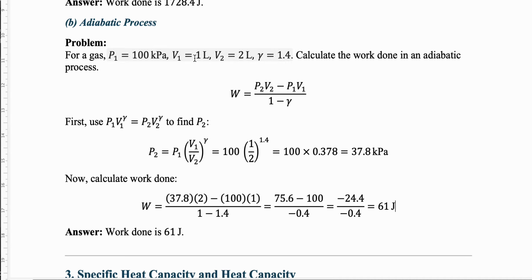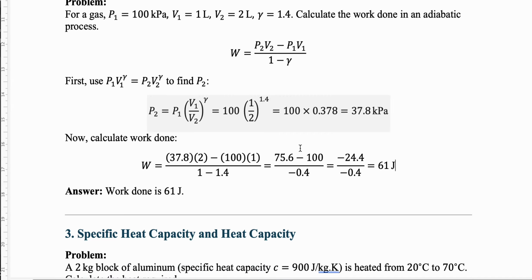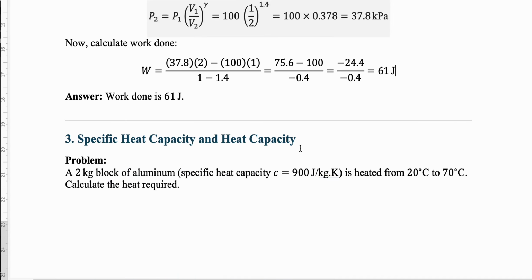So when it becomes 1 liter to 2 liter, that means it's an expansion, and if it's an expansion, your work done must be positive, because if you have got negative, that means some mistakes have been there in your calculation. So please make sure that those things are actually noticed. So let's come back to today's topic.